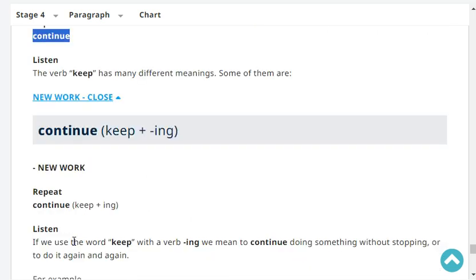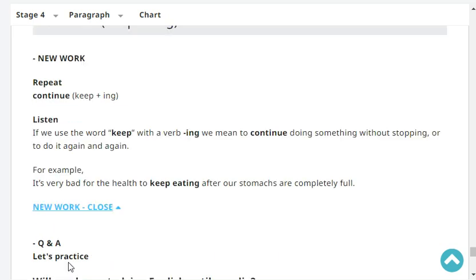Okay, if we use the word keep plus a gerund, like a verb with ing, we mean to continue doing something without stopping or to do it again and again. For example, keep running, keep eating, keep walking, keep sleeping, so continue. Another example is if it's very bad for the health to keep eating, continue eating after our stomachs are completely full.